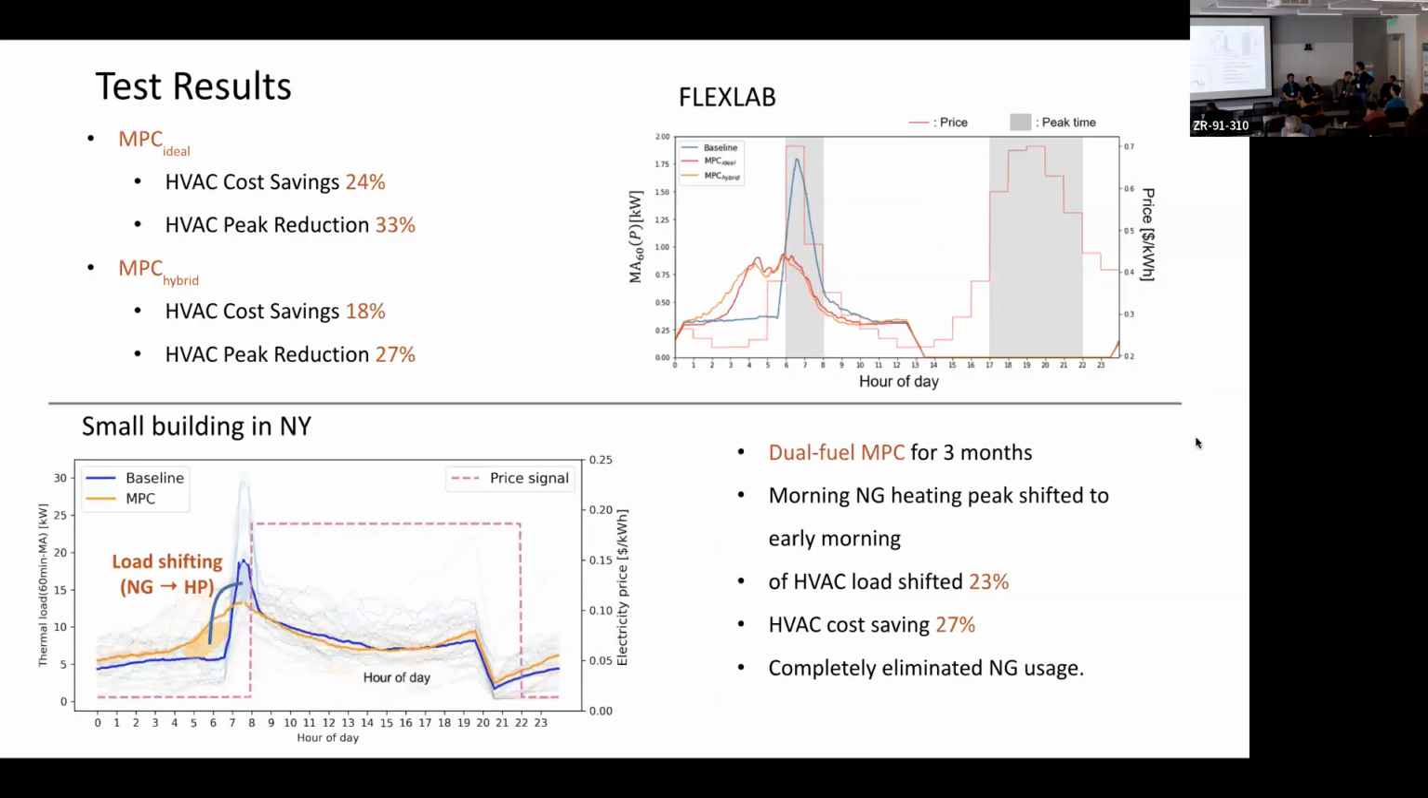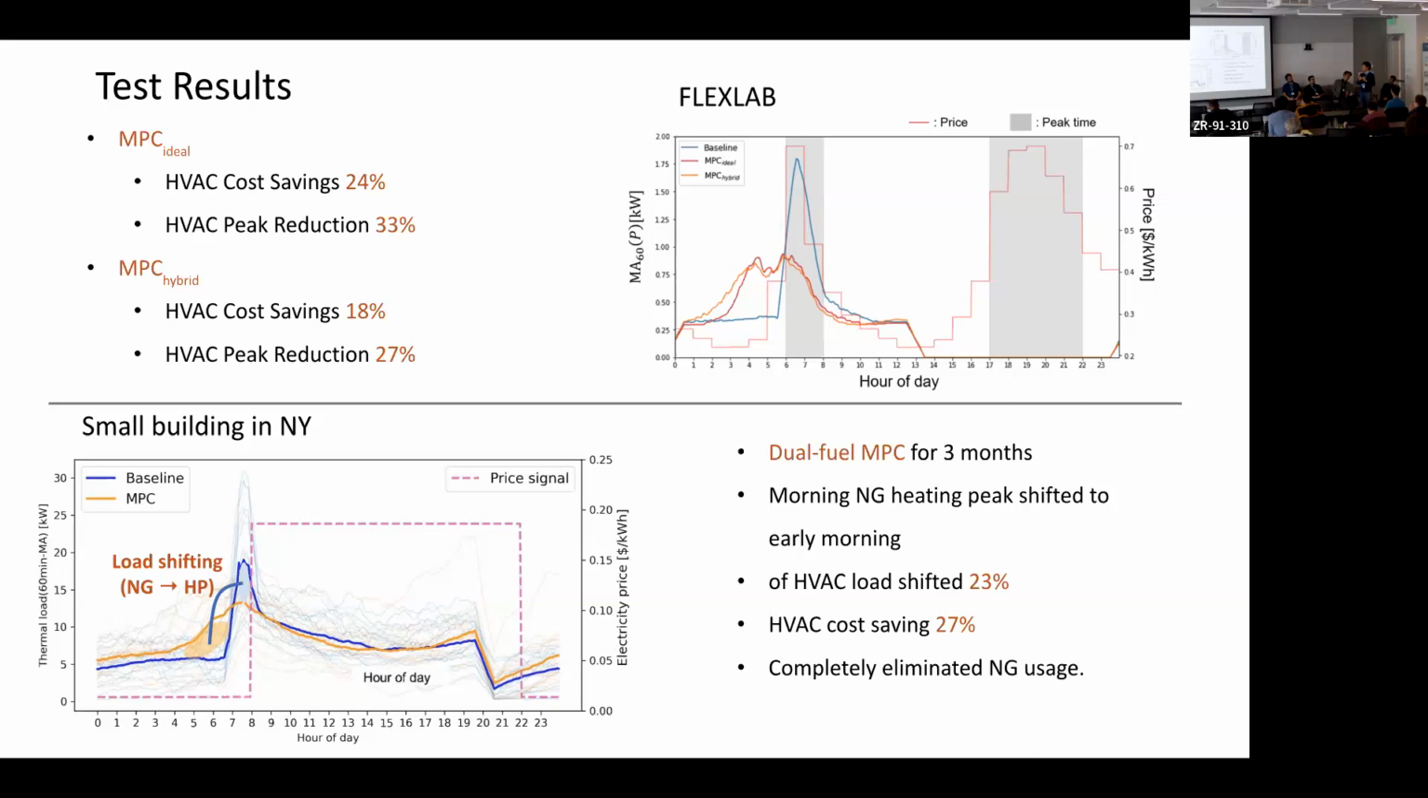So here are the results. The first top part is the FlexLab test, and you can see the gray area is the peak time. When the price is high, there is money hitting demand. And the MPC is mainly just shifting that morning peak to the earlier morning. One thing we want to emphasize here is that this is only a single space with an RTU and one thermostat.